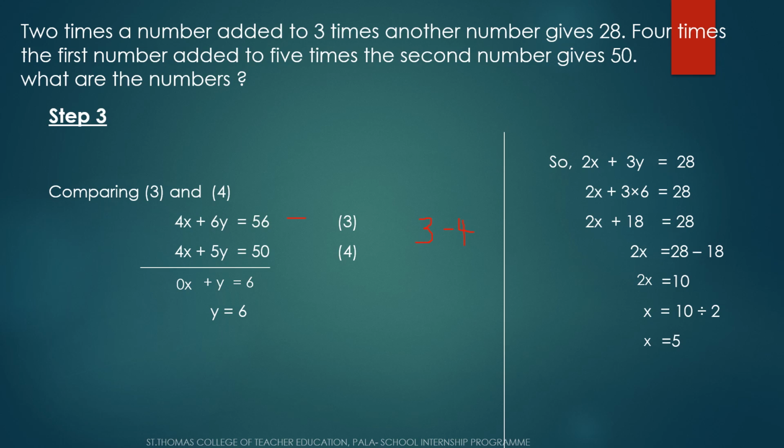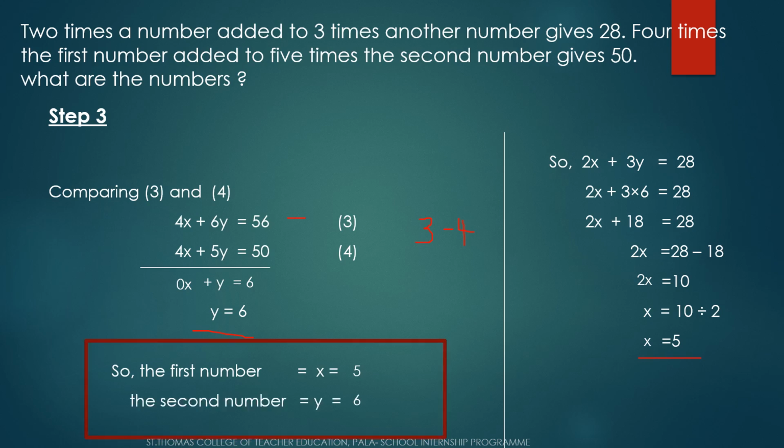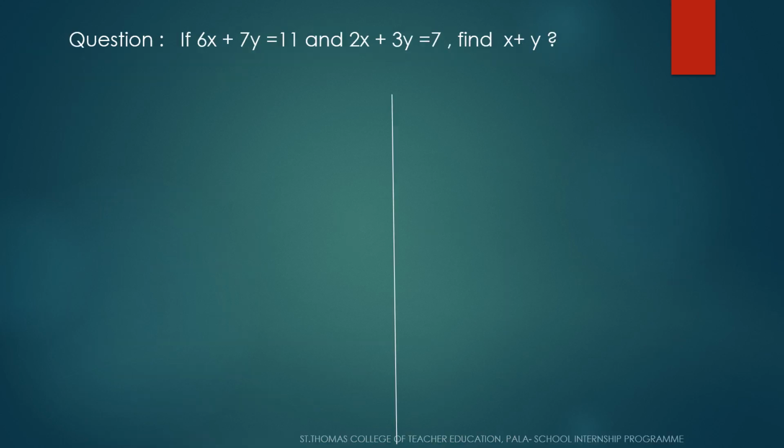So we got the value of y and we got the value of x. And do you remember what this x and y are? Yes. The first number was x and we got it as 5. And the second number is y and we got it as 6. Okay. Let's discuss another problem.